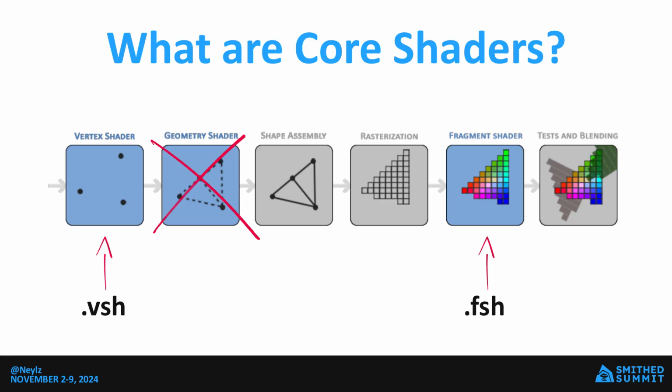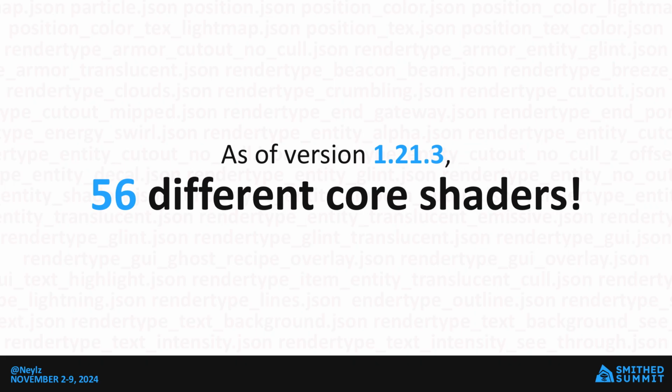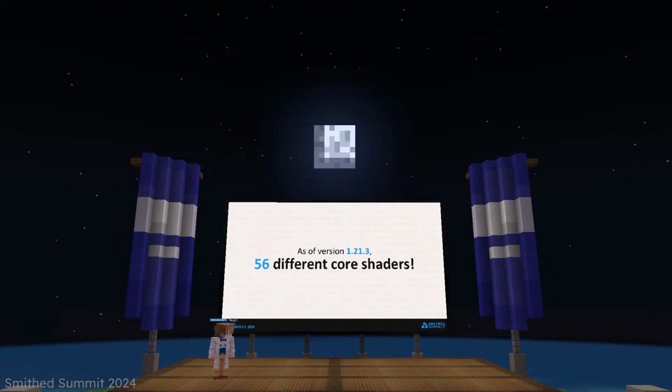We have access to the vertex shader, which computes things for each point, and we have access to the fragment shader, which computes things for each pixel of each fragment. And nowadays, we have access to 56 different core shaders. That's great because I talked about what shaders are and how they act in Minecraft. But in Minecraft, they act as core shaders.